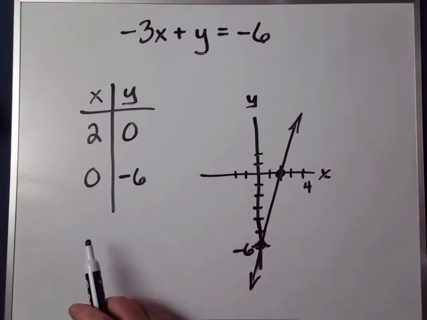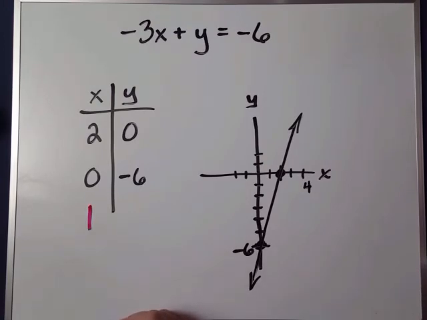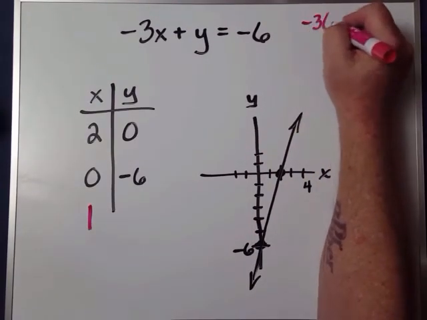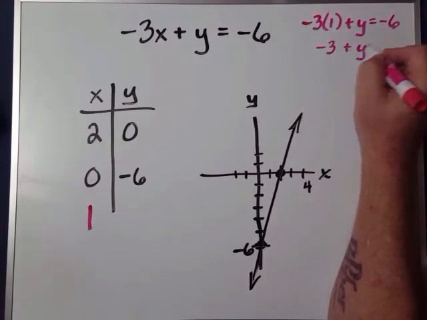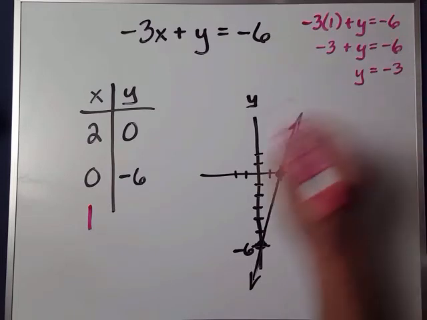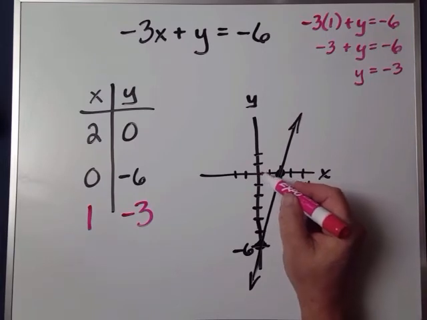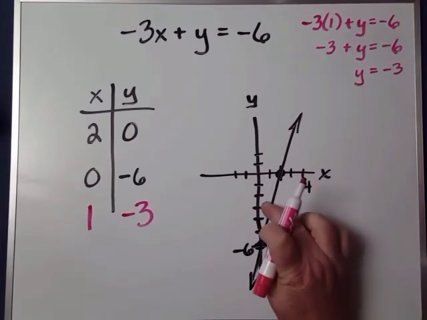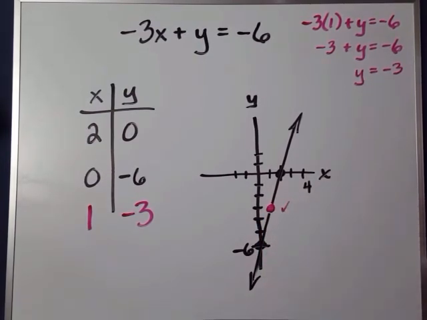We can pick a third point in order to check our work. Let's say when x is 1. When x is 1, what's that going to give me? Negative 3 times 1 plus y equals negative 6. Add 3 to both sides, and y equals negative 3. So we have a checkpoint at 1, negative 3. Where is that on my coordinate plane? The point 1, negative 3. Yep, right there on my line. And so that checks. But I really only need 2 points to be able to graph that line.